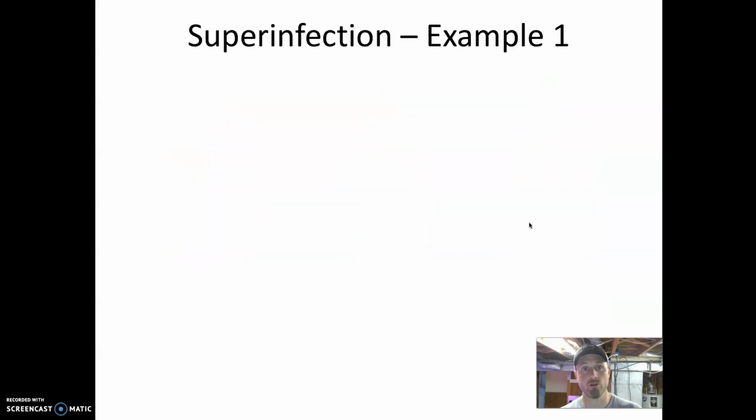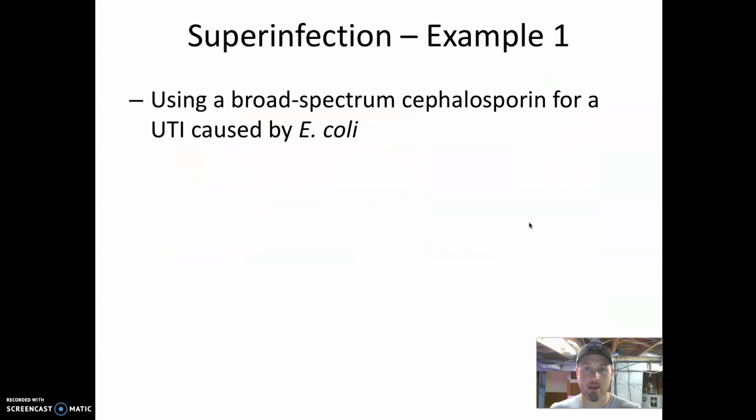All right, so two examples. The first one is when we treat urinary tract infections. So urinary tract infections are extraordinarily common. We might treat a UTI with a broad spectrum antibiotic, let's say cephalosporin, okay? And we're treating a UTI caused by E. coli. So cephalosporin will kill E. coli really well. This is perfect. Our drug treatment cures this UTI infection.